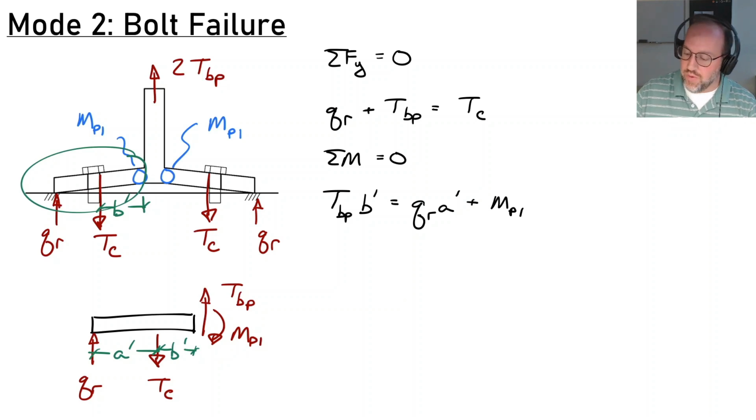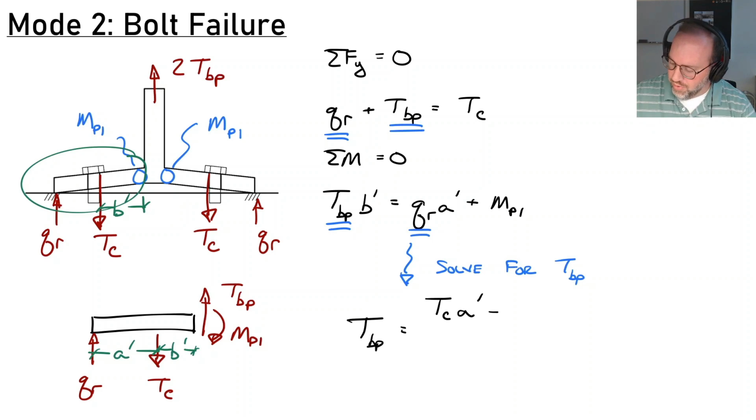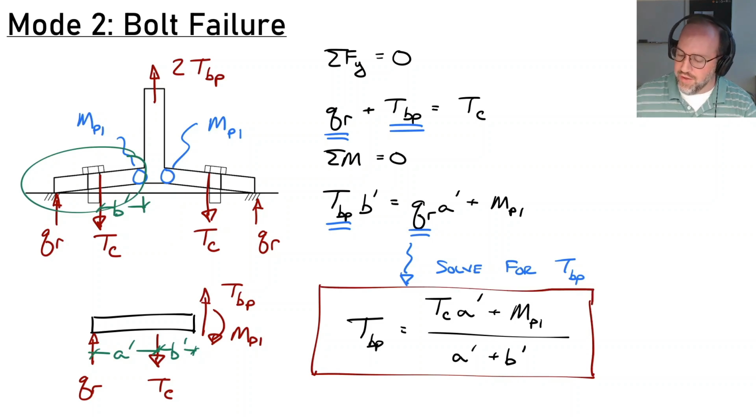Now, in this case, we see that we have two equations, two unknowns. My unknowns are the prying force and the failure load TBP, which shows up in both of these. Therefore, we can solve for both of the equations, and I'll write out just the one for TBP right here. Solving for TBP, we'll find that that is equal to the bolt capacity, TC, times the moment arm A prime, plus moment capacity MP1, divided by the distance A prime plus B prime. And that is therefore the load at which we get a bolt failure and not a plate failure when we have prying.